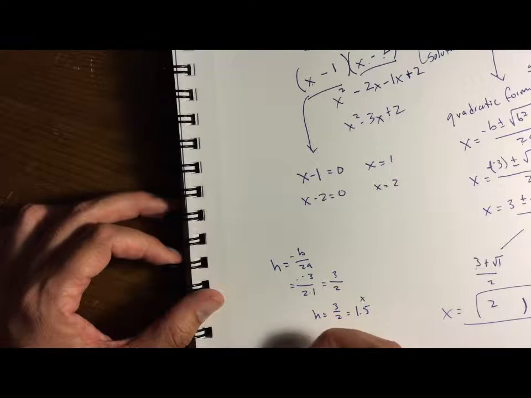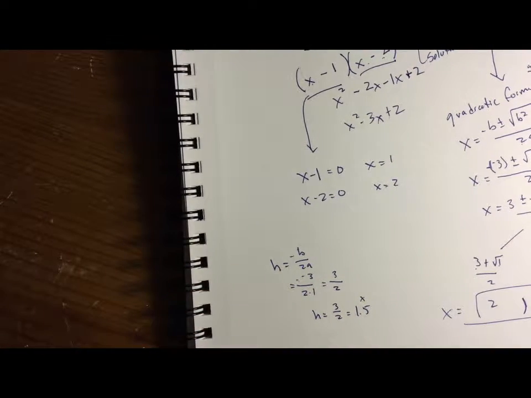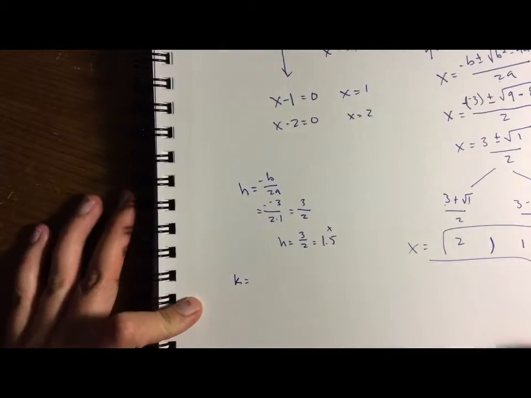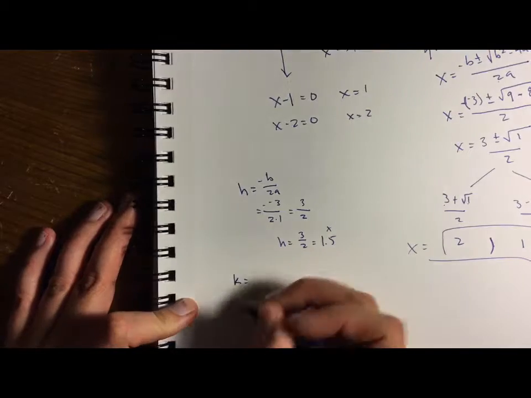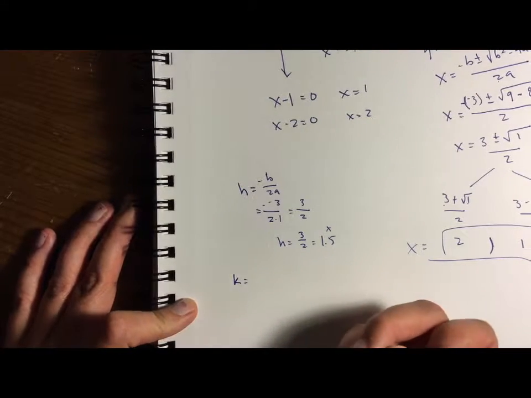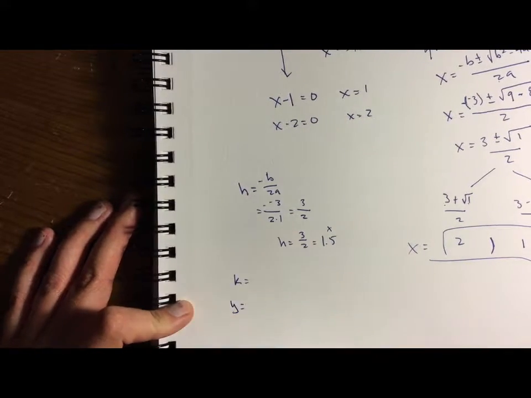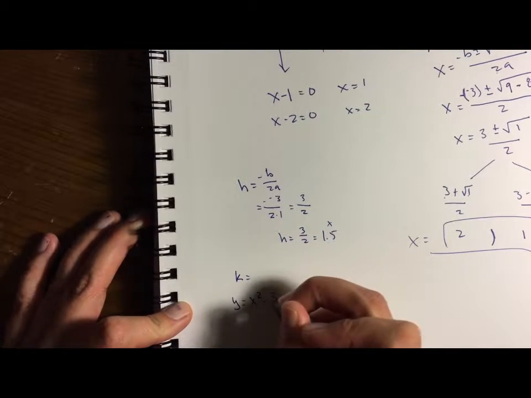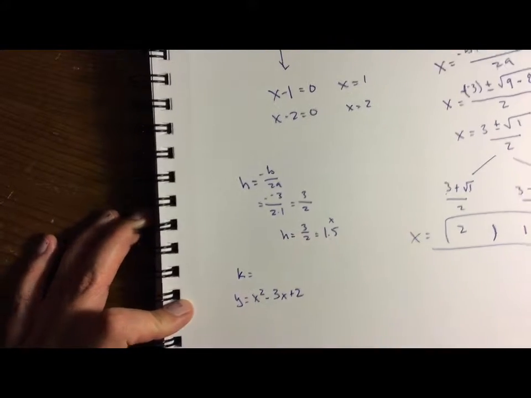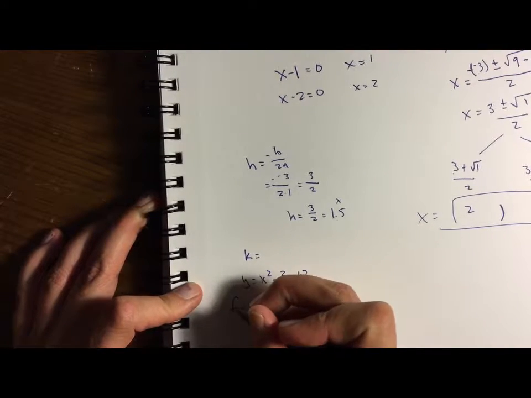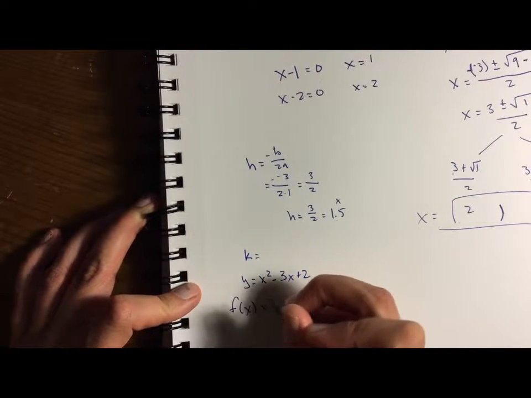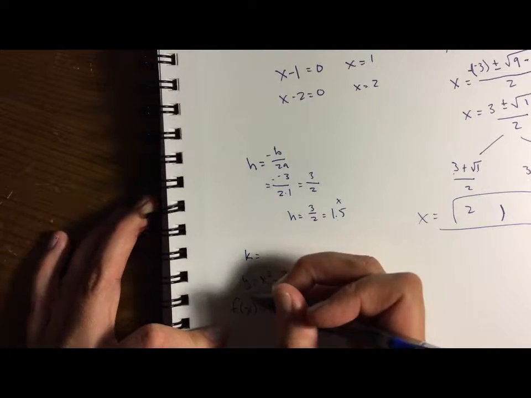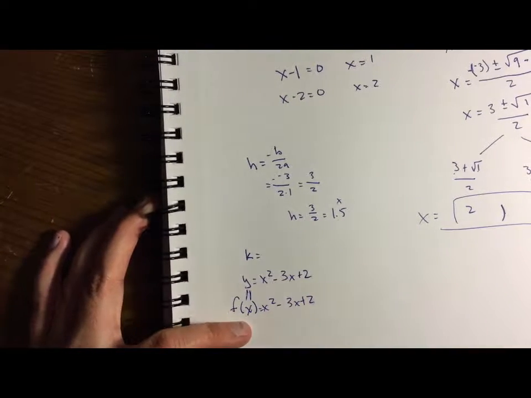The y coordinate is given as k, and we just plug it into our original formula. So k, using x as 1.5. You might also see this: a lot of times we talked about our formulas in terms of y equals x squared minus 3x plus 2, but you can also write that as the function f of x equals x squared minus 3x plus 2. These two are the same thing, but this is a fancier way to say it.